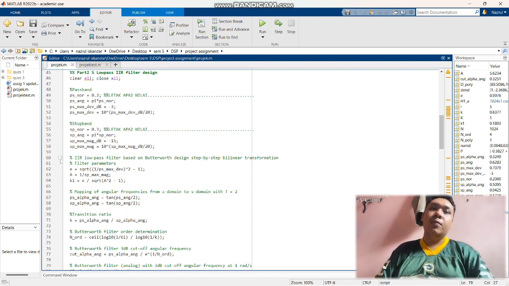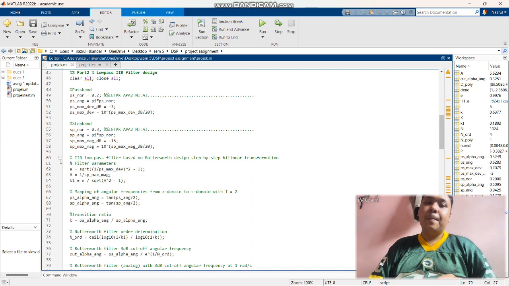I will continue our presentation by showing part 2, low pass IIR filter design.